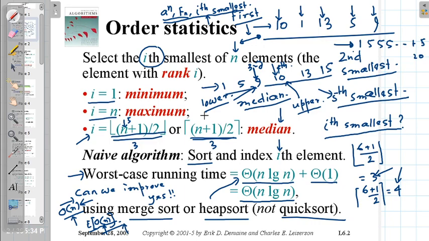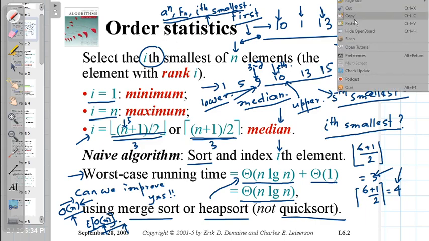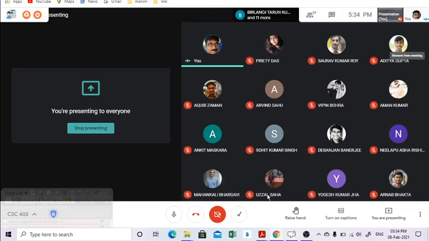Okay, so in the last class we were discussing this model. Yes, audible.